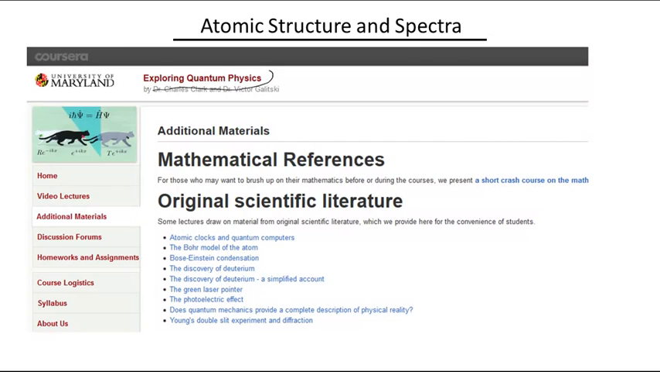Now, from the course home page, you can get to the section Additional Materials, and within it you'll find a section called Original Scientific Literature, and we will be using two of the papers here in the homework, Bohr Model of the Atom and the Photoelectric Effect, a paper by Einstein. You'll really need to look at these in order to answer some of the homework questions. It does not require the reading of the full paper, but I hope you will get some enjoyment out of having read original work by Niels Bohr and Albert Einstein.